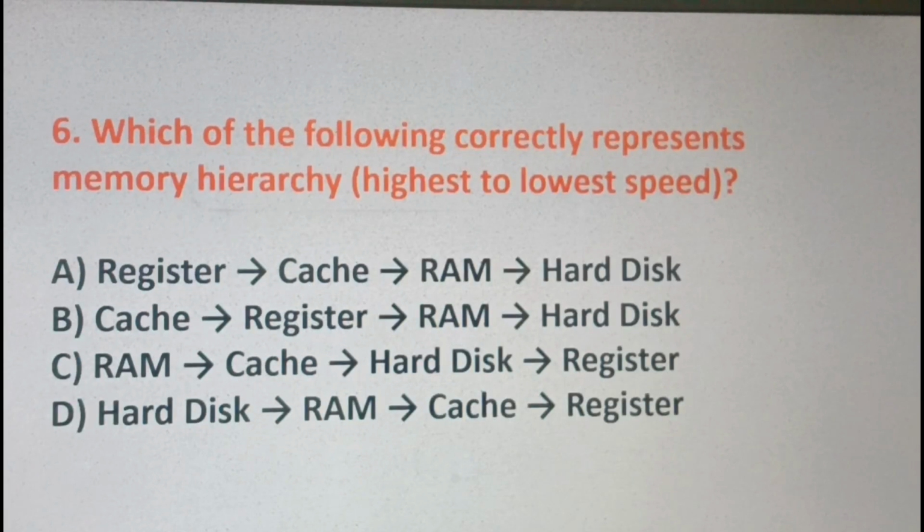The next question. Which of the following correctly represents memory hierarchy, highest to lowest speed? Register, cache, RAM, hard disk; cache, register, RAM, hard disk; RAM, cache, hard disk, register; hard disk, RAM, cache, register. The correct answer is option A.